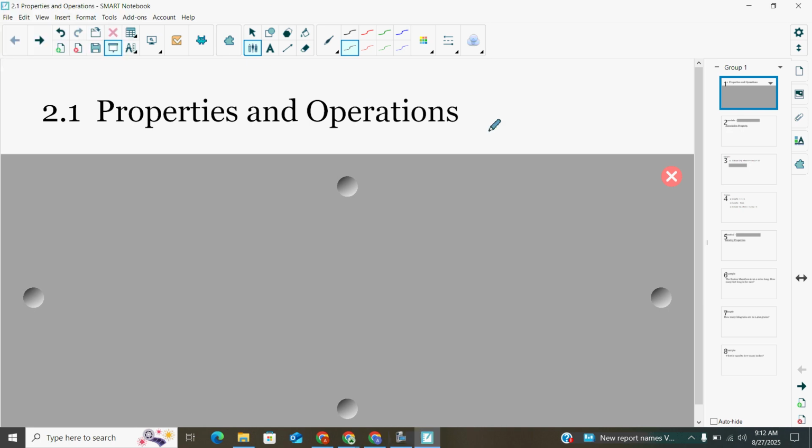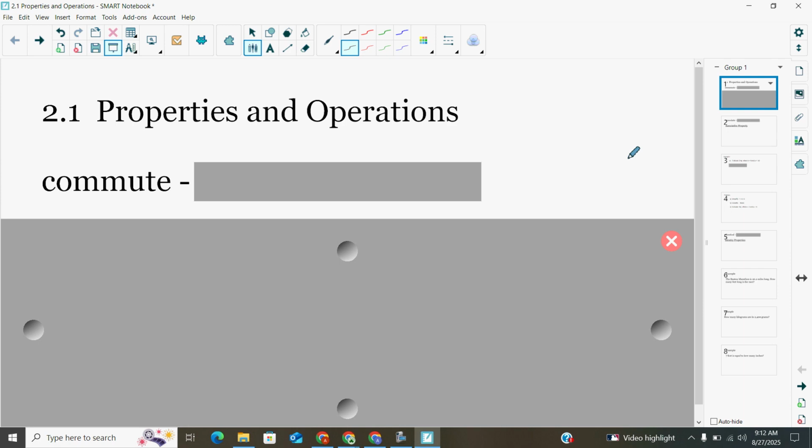We are starting chapter 2 today, specifically section 2.1. 2.1 is on properties and operations. We will talk about several different properties: the commutative property, the associative property, identity properties. Take a look at a few examples that utilize those. And then we will also be taking a look at some conversions today as well.